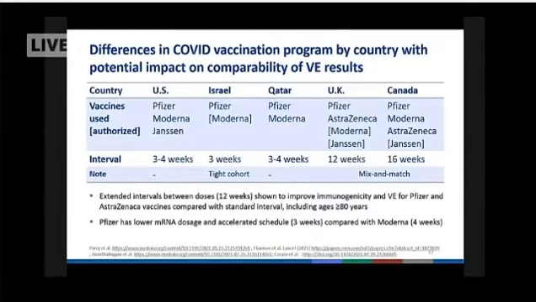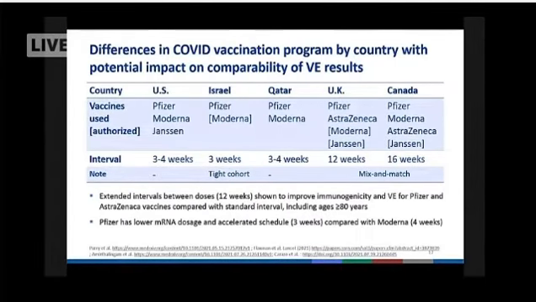Other potential differences in VE results relate to differences in the vaccine programs by country. In the US, we use the Pfizer, Moderna, and Janssen vaccines, which have followed the manufacturer-recommended intervals of 3 and 4 weeks between mRNA doses. Israel has only used Pfizer vaccine, though they also authorized Moderna, and followed the 3-week interval between doses.